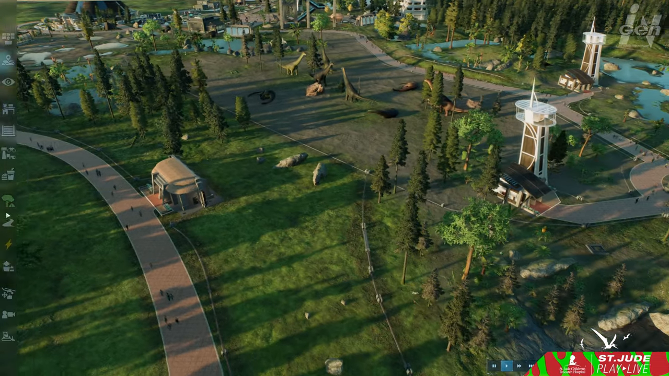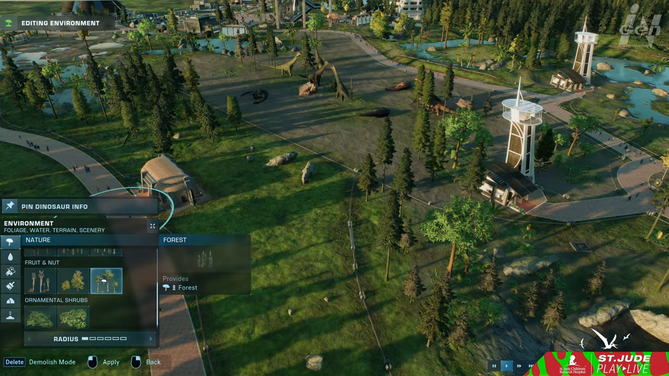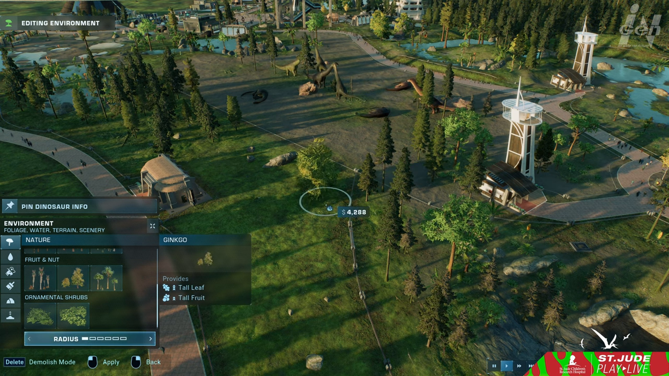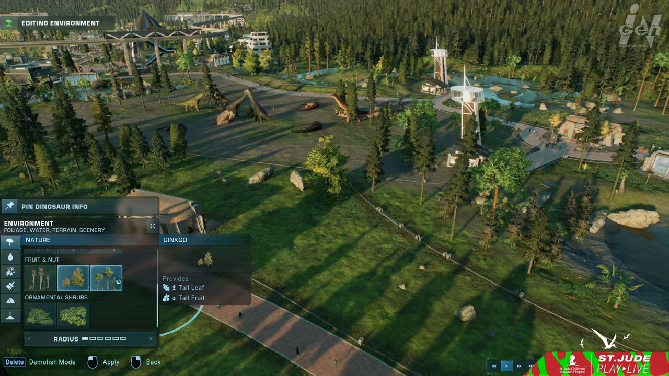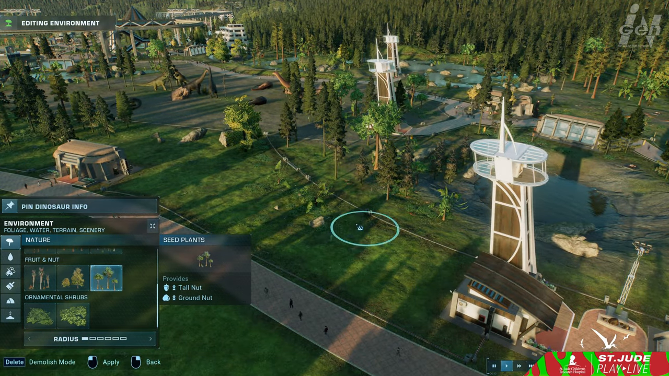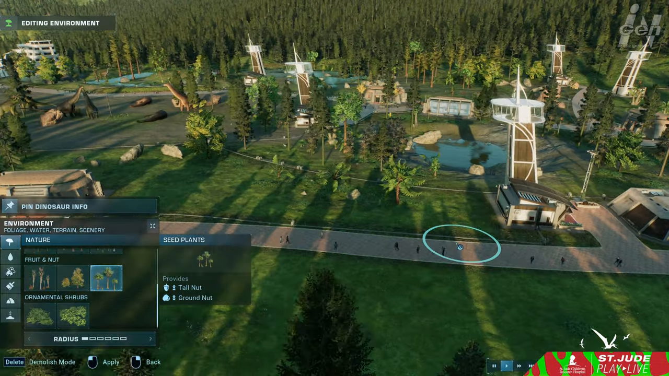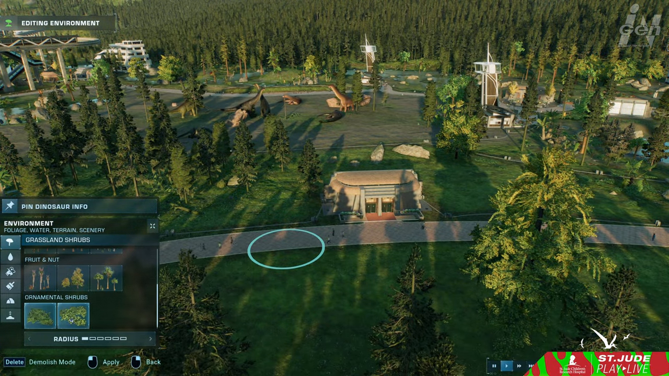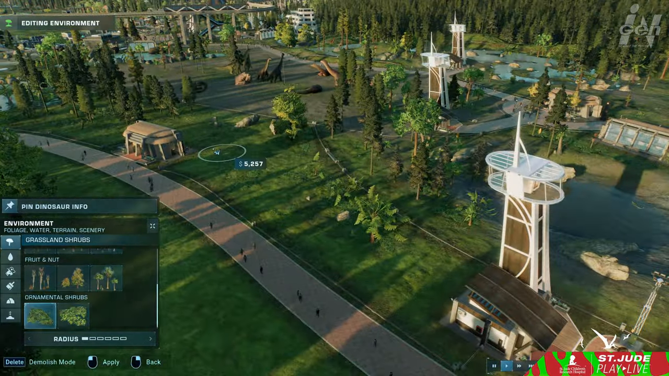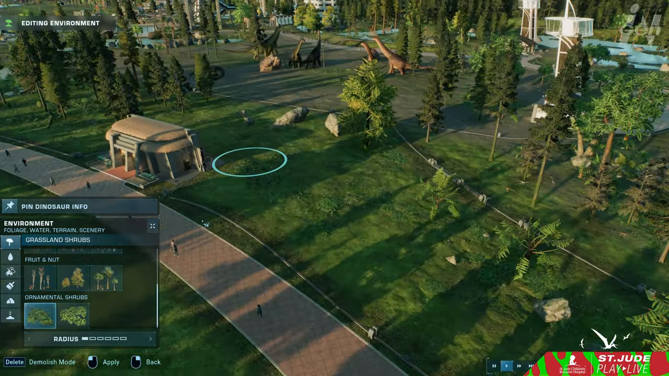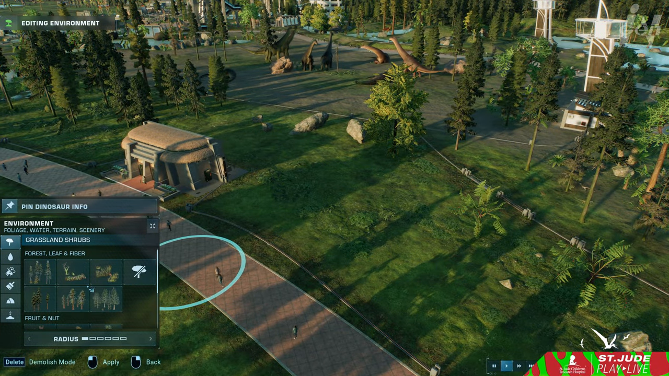And now that we've done that, we're going to open it up here and add a couple of shrubs here and there. That's good enough. Some seed plants, like the angiosperms, which were starting to sprout during this time, as well as grasses. So we'll add some grasses here as well. We've got the grassland shrubs, so we can add those for the Corythosaurus to graze on. And I think we're mostly done.